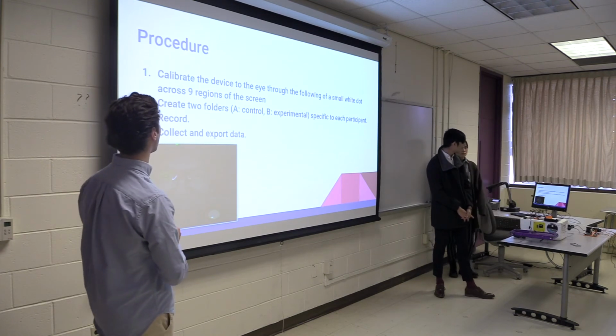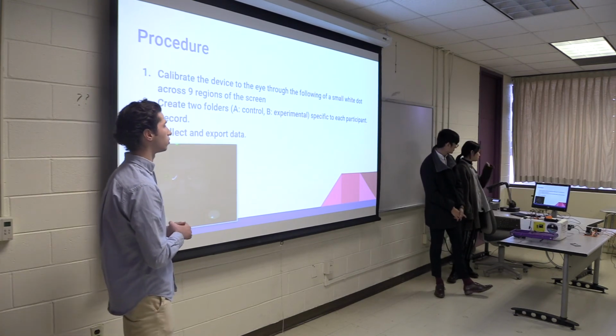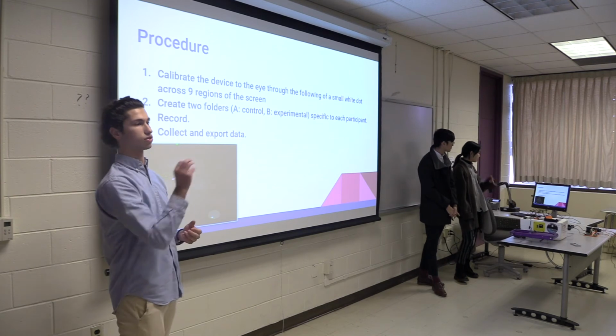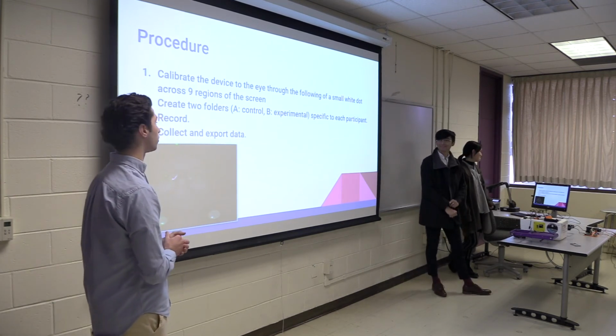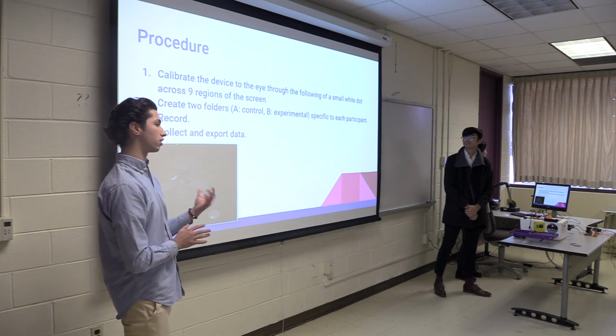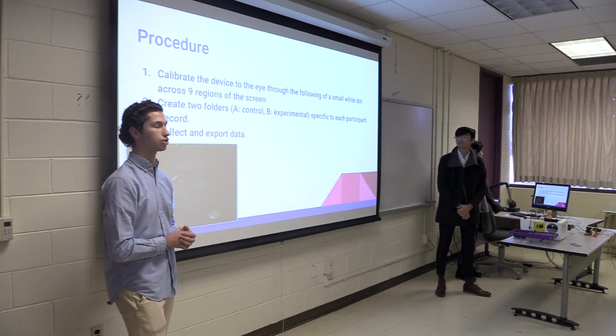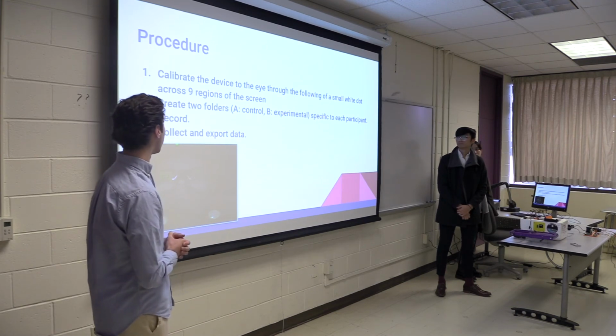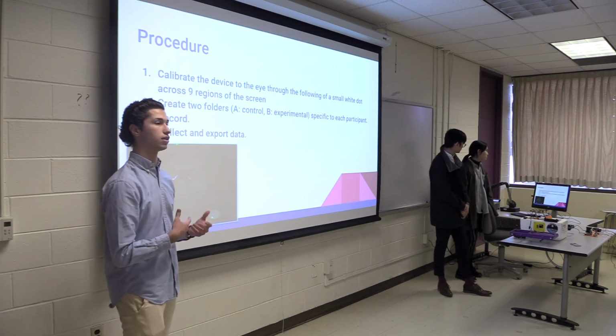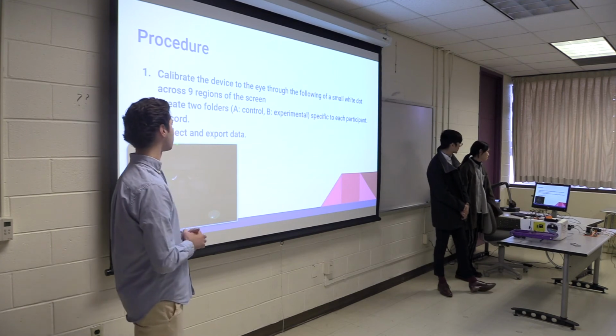So our procedure, we would calibrate the device by following a small dot across the screen. There were 9 regions which we would ask the participants to follow. We created two folders, the one being the control, which every subject would watch, and the second, which would be a random assignment of the 3 variations. And we would record it and then collect the data and record it.